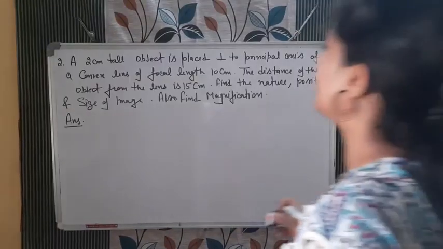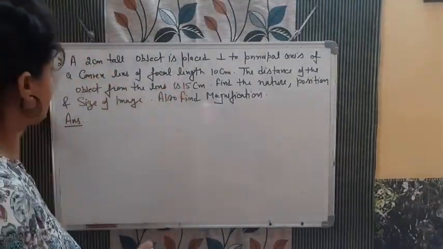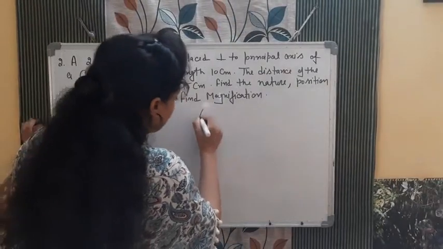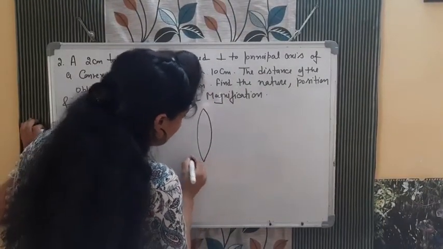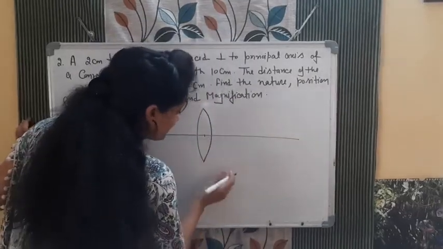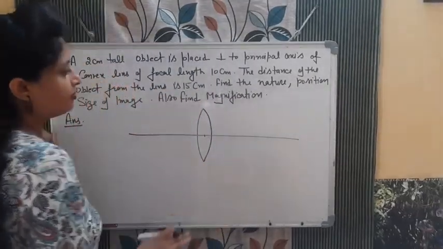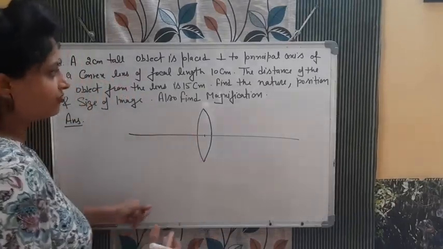Now see the second question. Here is our second question. A 2 cm tall object is placed perpendicular to the principal axis of a convex lens. Draw the diagram. Whenever you want to solve the numerical of lens formula or mirror formula, please adopt this habit just to make the diagram, because it will be very clear to get the solution. It will be very easy.